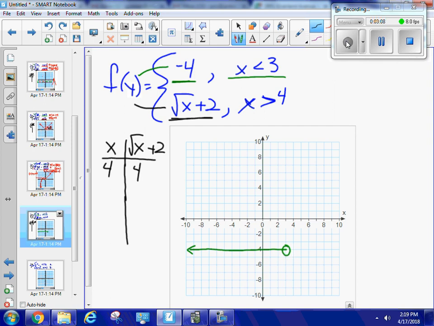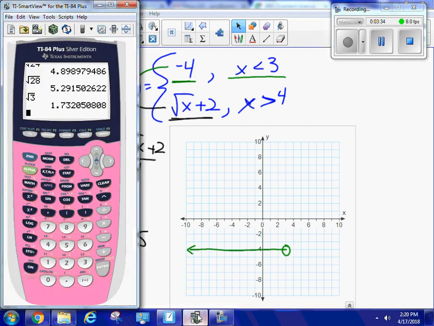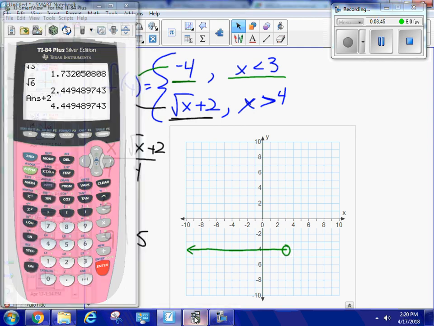Well, let's pick another number, the next number where I'm going to have a perfect square root is going to be 9. So where x is equal to 9, I would have the square root of 9, which is 3 plus 2. That's going to be 5. Let's just pick one in between, and we'll see how it looks with our calculator. Let's use 6. So where x equals 6, I would have the square root of 6 plus 2. So about 4.44, 4.5, let's call it.